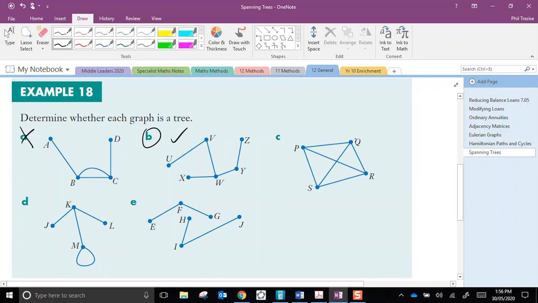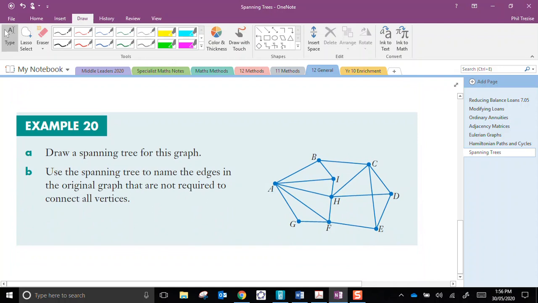Over here, well, we have cycles, so we could go all the way around the outside. That is not a tree. This one has a loop. D is not a tree. Now here's something that I didn't mention earlier, but obviously all the parts of a tree are connected. So that one is not a tree either. That one could be two separate trees, but it's not a single tree. So there we go.